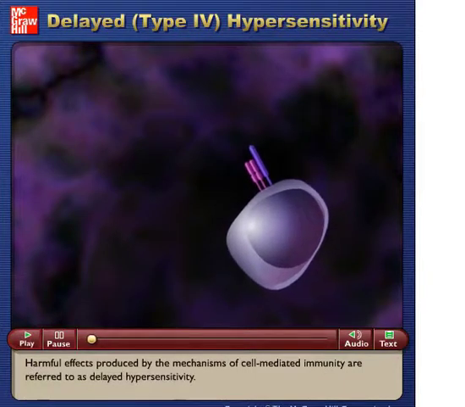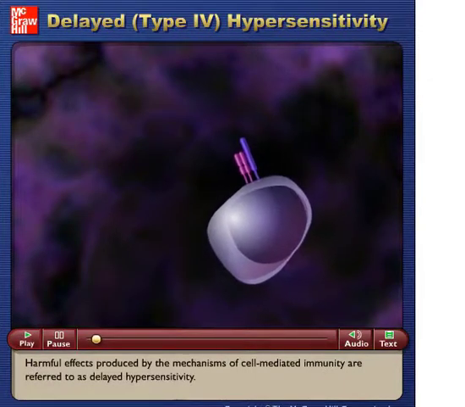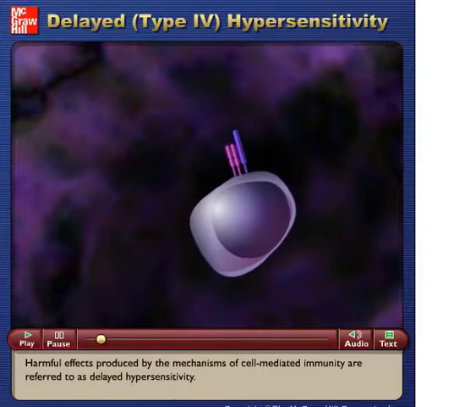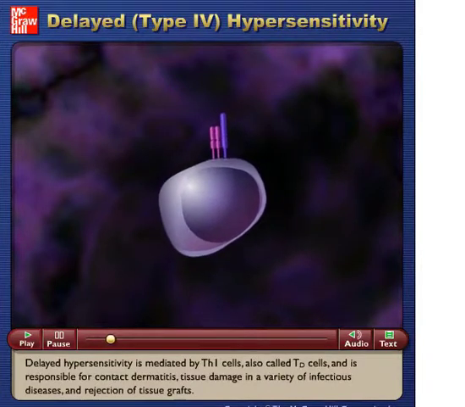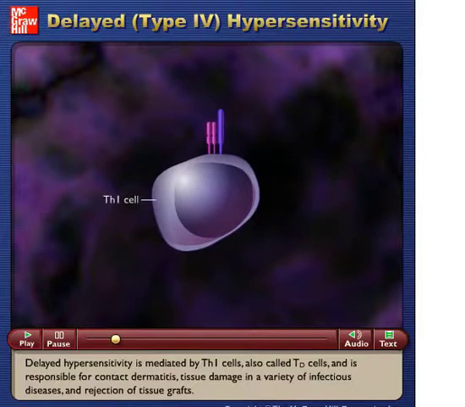Harmful effects produced by the mechanisms of cell-mediated immunity are referred to as delayed hypersensitivity. Delayed hypersensitivity is mediated by Th1 cells, also called TD cells, and is responsible for contact dermatitis, tissue damage in a variety of infectious diseases, and rejection of tissue grafts.